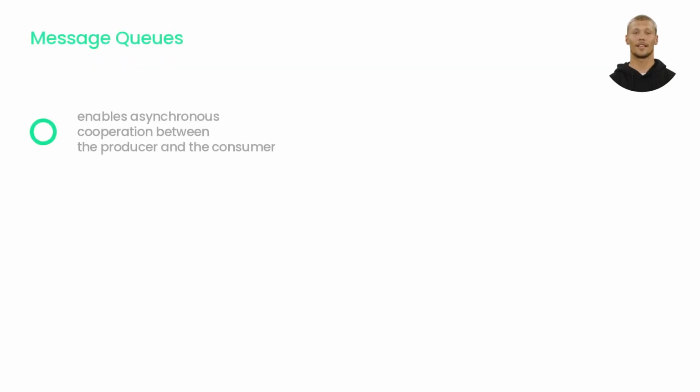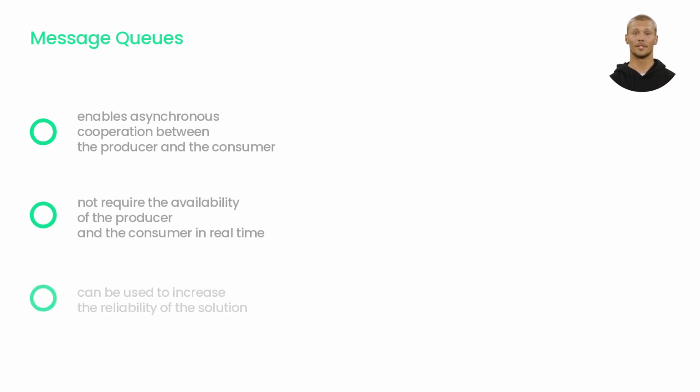Message queues are a method enabling asynchronous cooperation between the producer and the consumer. The message is queued by the producer. Then the consumer can download the message. The use of message queues does not require the availability of the producer and the consumer in real time. Message queues can also be used to increase the reliability of the solution. The messages are downloaded by the consumer when it can process the request. Messages may be queued to await consumer availability.